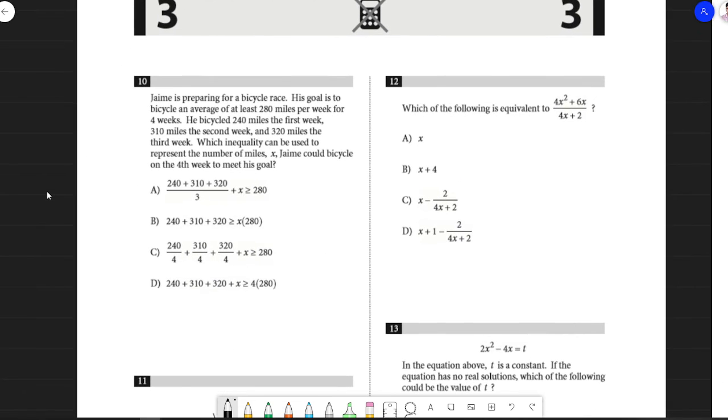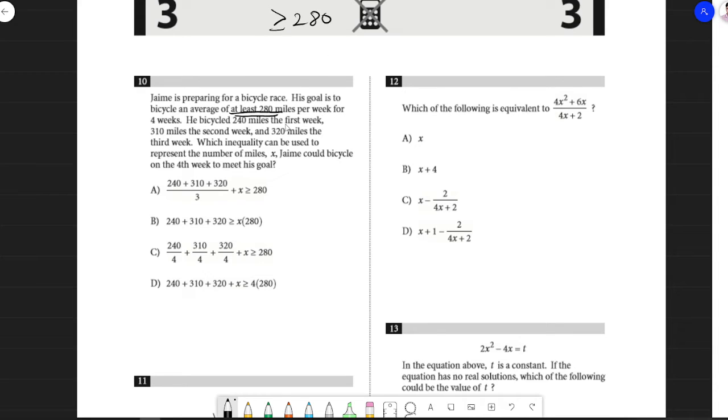Jamie is preparing for a bicycle race. His goal is to bicycle an average of at least 280 miles per week for 4 weeks. He bicycled 240 miles the first week, 310 miles the second, and 320 miles the third week. Which inequality can be used to represent the number of miles x Jamie could bicycle on the fourth week to meet his goal? Here the words at least are used. At least means the average should be greater than or equal to 280.